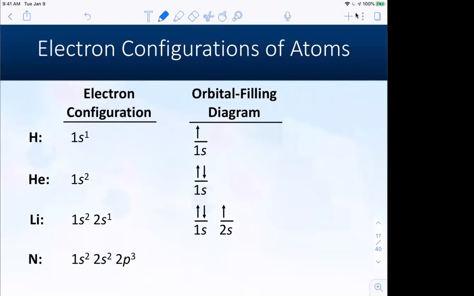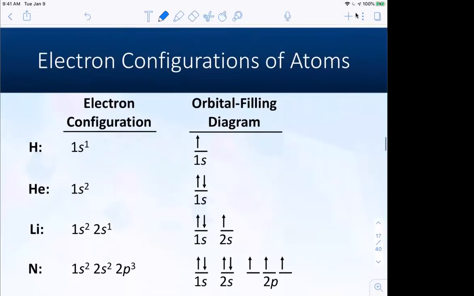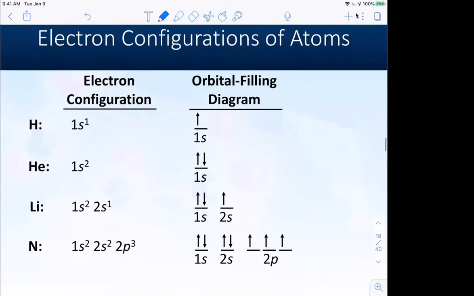And then if I look at nitrogen, because I'm entering this p area, this is how I'm going to fill the actual orbitals. Remember, this is according to Hund's rule, where each one of those 3 p electrons is going to go into a p orbital separately before they start spin pairing.